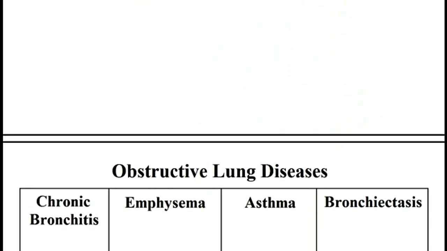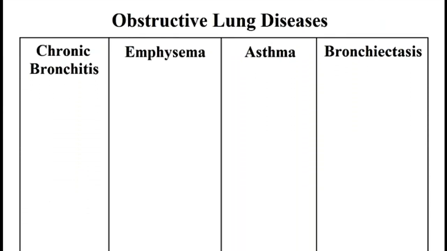So next, I would like to go over the obstructive lung disorders that are listed here, and the 4 obstructive lung disorders include chronic bronchitis, emphysema, asthma, as well as bronchiectasis. So first, starting with chronic bronchitis, the definition of chronic bronchitis is a productive cough of more than 3 months per year for more than 2 years.